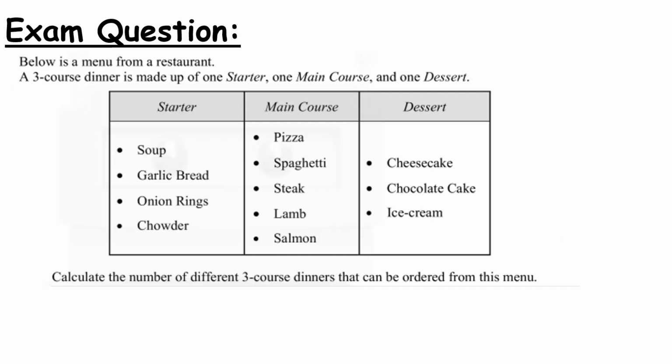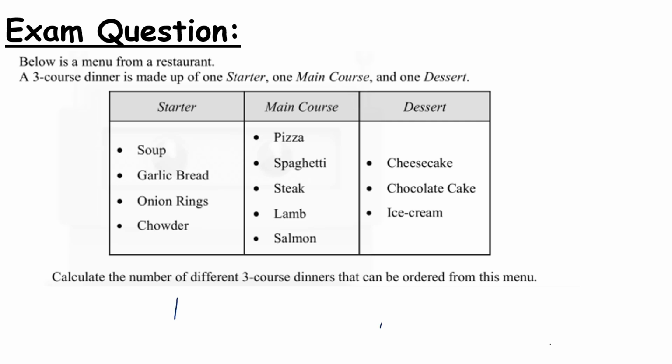So let's look at an exam question that examines the fundamental principle of counting. Here's a menu from a restaurant. There's a 3-course dinner, so starter, main course, and dessert. How many different 3-course meals could be ordered? We could start trying to write them all down, but it will take quite a while. So instead, let's break this down using the fundamental principle of counting.